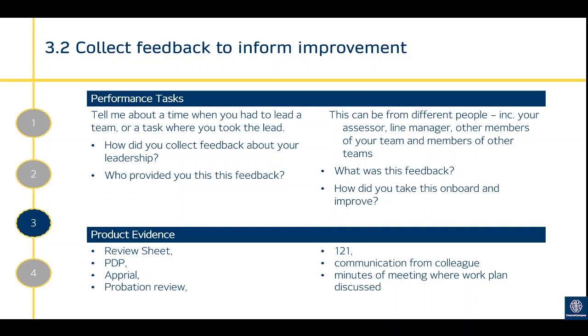you took the lead. How did you collect feedback about your leadership? Who provided you with this feedback? This can come from different people, including your assessor, line manager, other members of your team, and members of other teams. What was this feedback and how did you take this on board and improve? This could also potentially be part of your formal review process, so monthly one-to-ones, appraisals, probation reviews, that sort of thing. But probably for this one, because it is part of outcome 3 about communication, it might be best to use a situation where you've communicated with people and you're getting feedback on your communication.